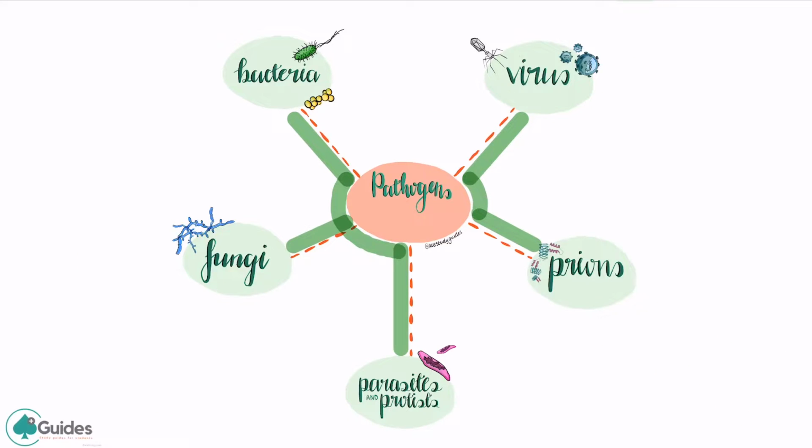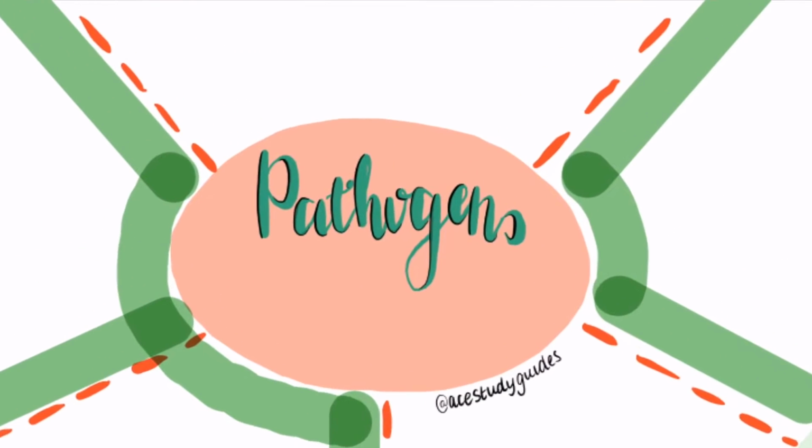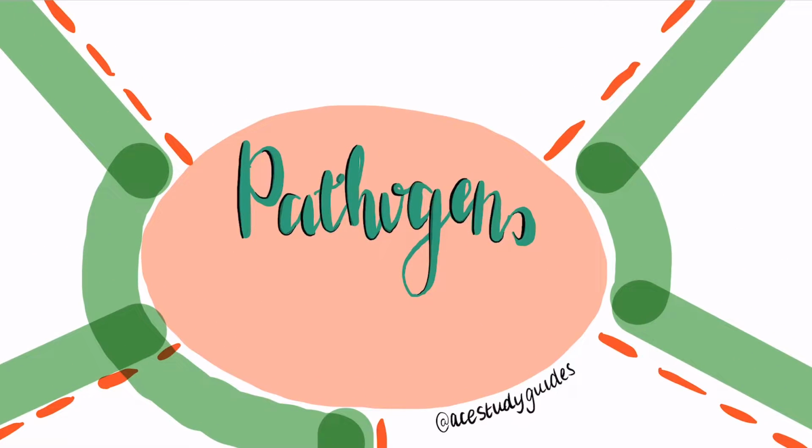Today we're going to talk about pathogens. Now, just a reminder, this mind map is already linked down below, so make sure to grab your copy and annotate as we go. Pathogens are part of our area of study 2 in Unit 3.